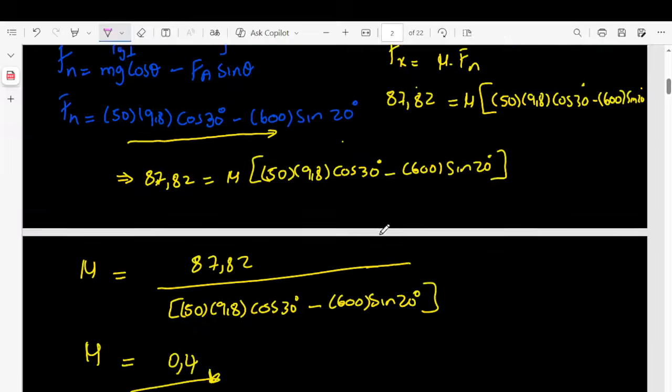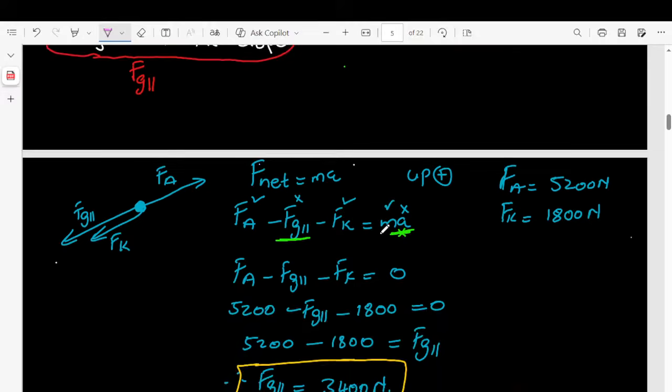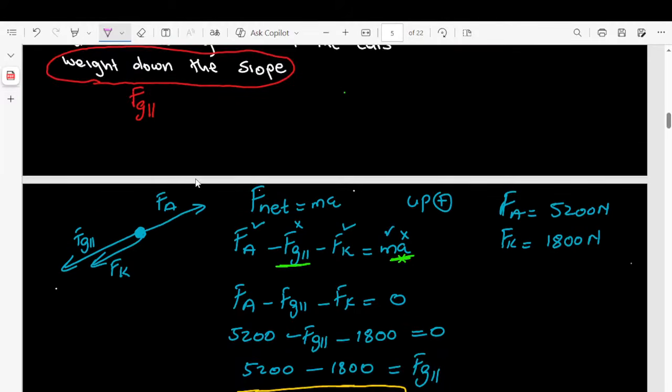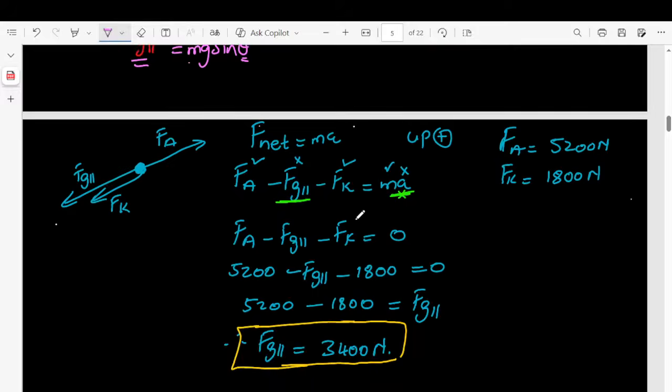So what you need to ask yourself is, what do I have so far? I have Fg parallel. I can equate this to what? To say this is mg sine theta. I have this and they are looking for the angle. I can just substitute the mass and the gravitational force. Then I isolate what? I isolate the sine of theta.